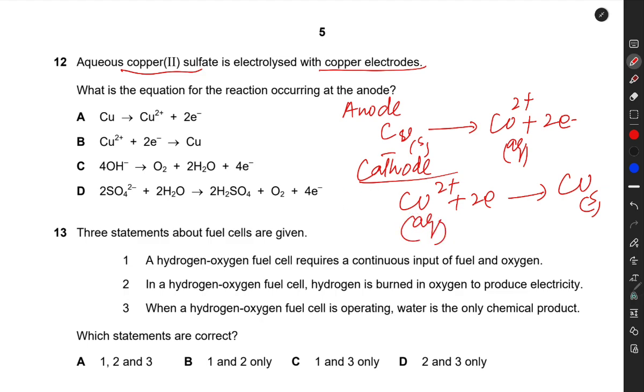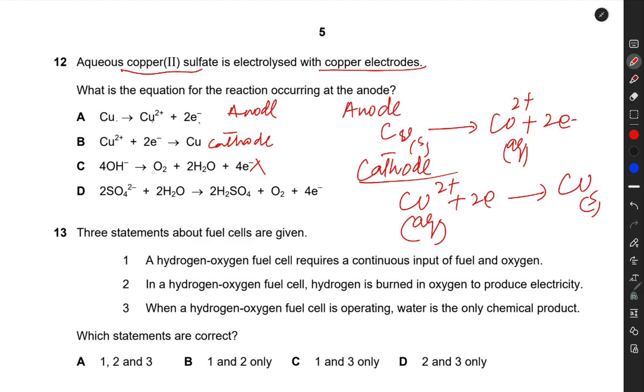So this is the anode reaction and this is cathode. What is the equation for the reaction occurring at the anode? This might be correct because this is copper 2 ions and 2 electrons. This is the cathode reaction, this is cathode, this is anode. It is not correct because in this case copper dissolves at the anode.